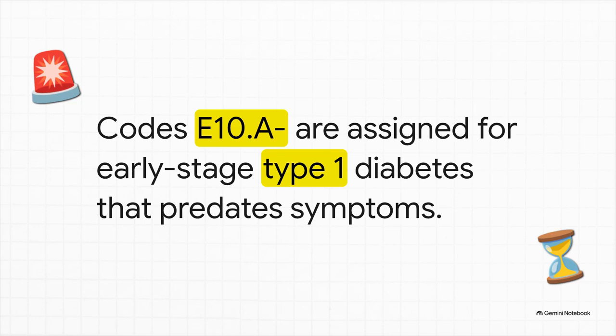We're kicking this section off with an early stage alert. Did you know you can actually code for type 1 diabetes before the patient even shows traditional symptoms? It's true. The ICD-10 guidelines specify that codes under E10.A, which stands for type 1 diabetes mellitus pre-symptomatic, are assigned specifically for early-stage type 1 diabetes that predates the onset of actual symptoms. It's a highly specific code, and of course, it relies entirely on precise, proactive provider documentation.